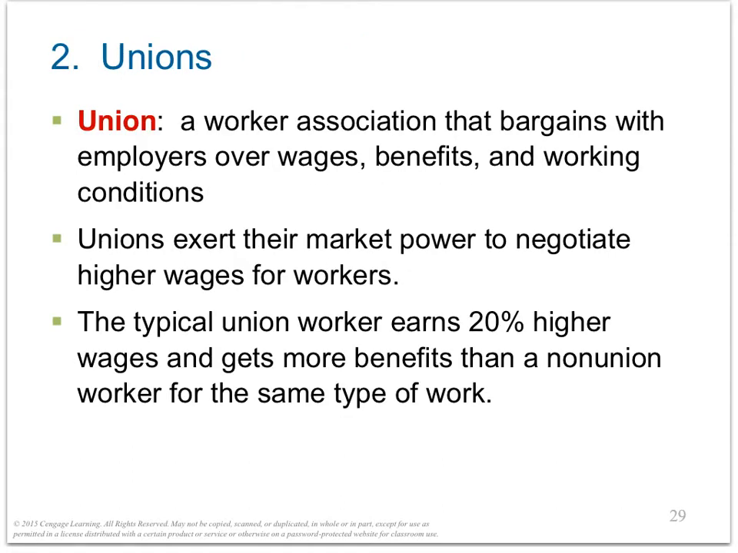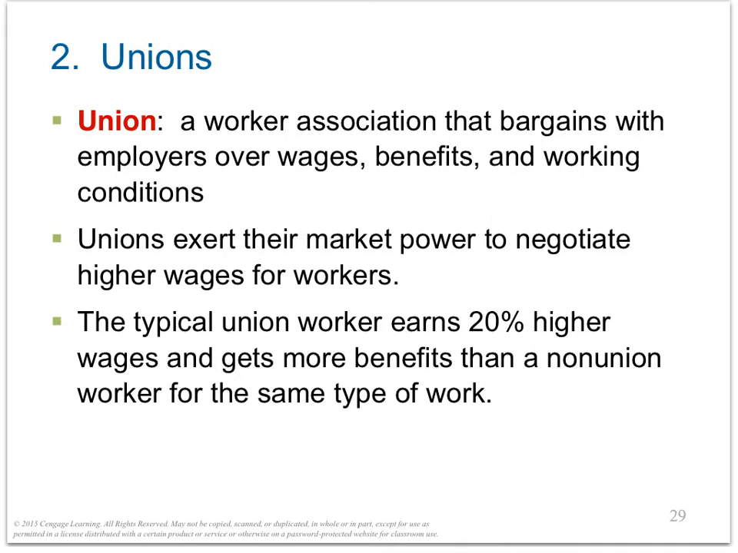Let's define what a union is. A union is a worker association that bargains with employers over wages, benefits, and working conditions. In the United States, we don't have many unionized workers. Only 11% of US workers now belong to unions, but unions played a much larger role in the US labor market in the past. In the 1940s and 50s, when union membership was at its peak, about a third of the US labor force was unionized. Moreover, for a variety of historical reasons, unions continue to play a large role in many European countries. In Belgium, Norway, and Sweden, for instance, more than half of the workers belong to unions.